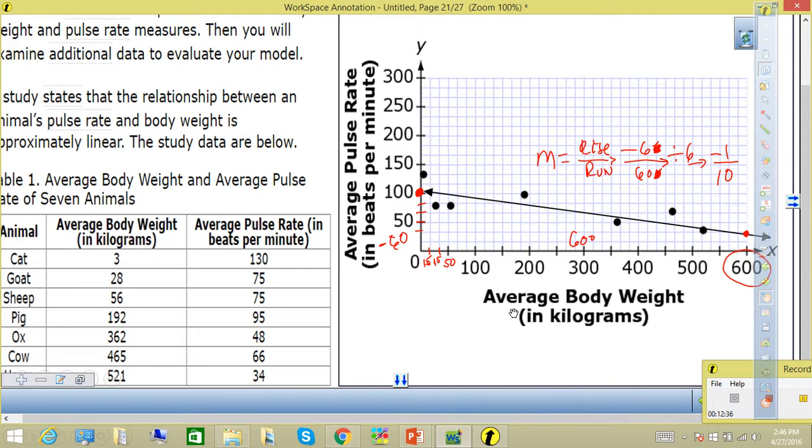The x says average body weight, and it goes from 0 to 600. And the y is the beats per minute, and it goes from 0 to 300. But look at the direction it's going. What does the slope mean according to this? Talk it over with your neighbor. What does the slope mean if it's going in that direction? Talk it over, please.